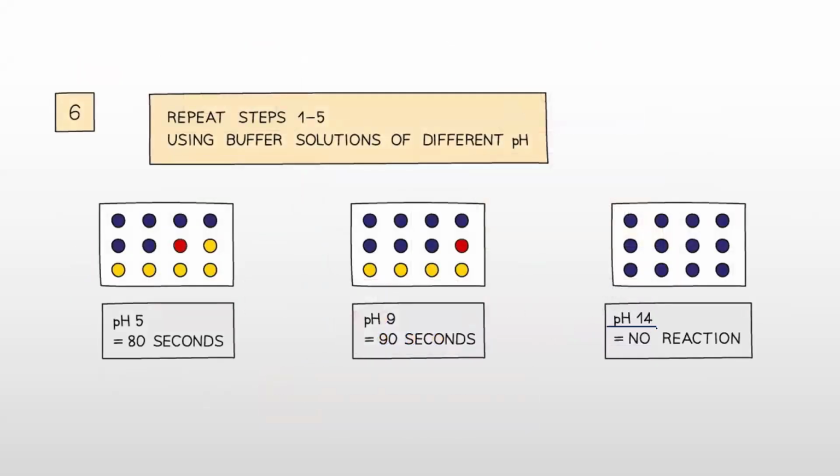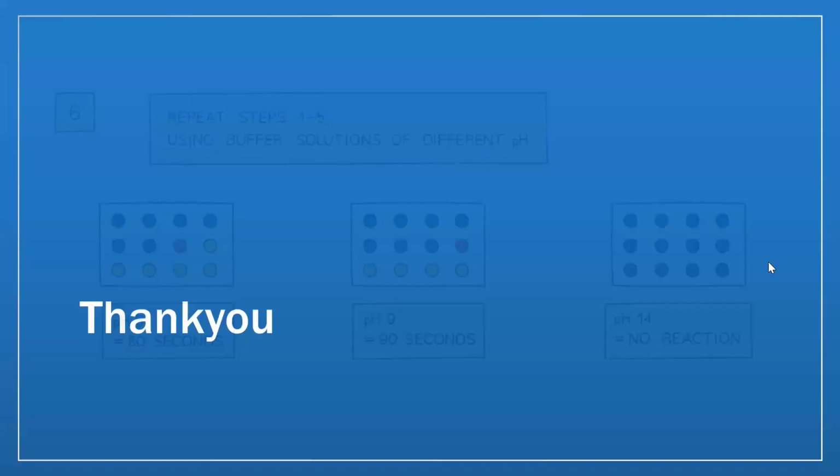Exactly. But if you look at pH 14, there was no reaction. This means that pH 14 denatured the enzyme, and the enzyme was never able to break down the starch. Starch was present all the time over here. No starch was broken down. And that is the end of your chapter of enzymes. Got it?